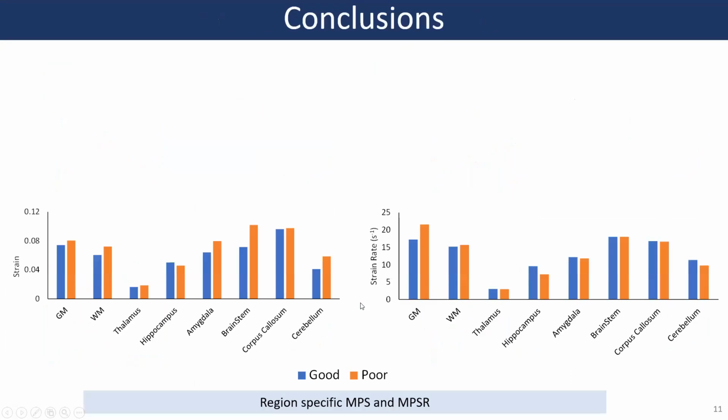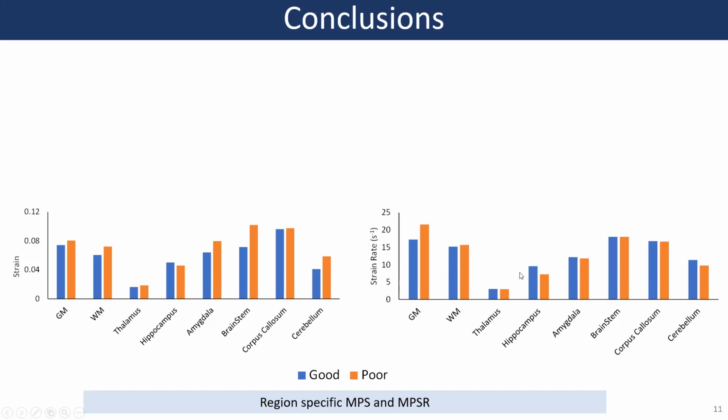So next, what I also did is, first I showed you like a global description of the strain and strain rates. Here I'm showing like region specific results. So this is the strain and this is the strain rate plot. I'm comparing the good headers versus bad headers strains in a particular region. So for example, gray matter, white matter, thalamus, hippocampus, amygdala, brainstem, corpus callosum, and cerebellum.